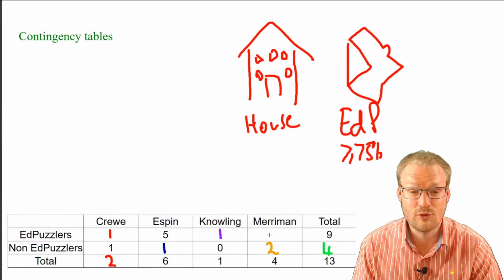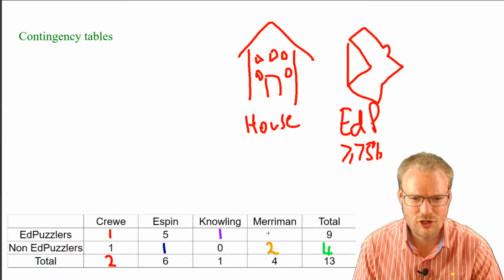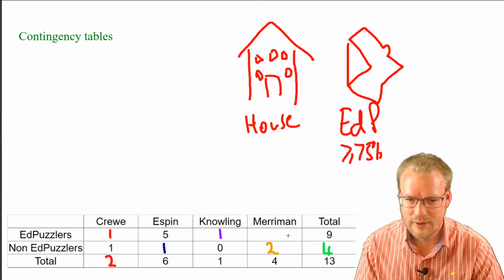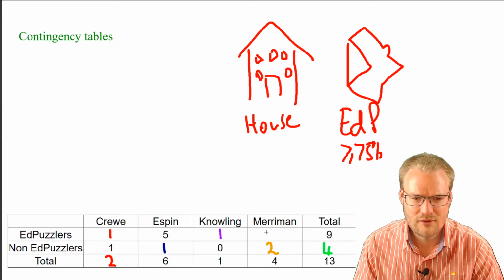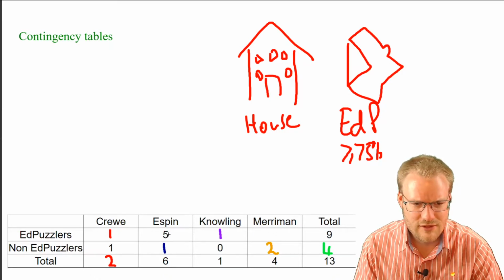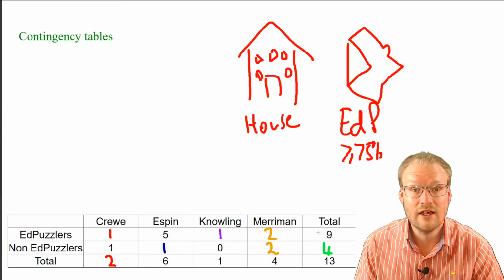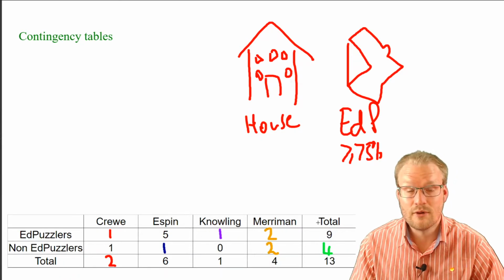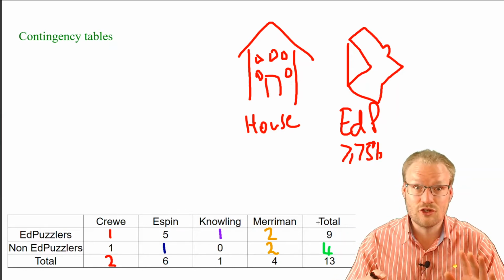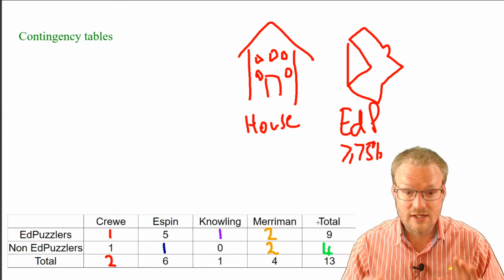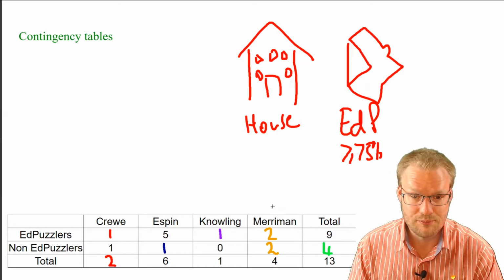Now let's check if that works going the other way. Does it work going the other way? In other words, can we add up our Ed Puzzlers, and 1 plus 5 plus 1, does adding another 2 give us 9? Well, indeed it does. 1 plus 5 is 6, plus 1 is 7, plus 2 is 9. If it doesn't add up, go back and fix your contingency table. Even in a test, it's worthwhile doing.